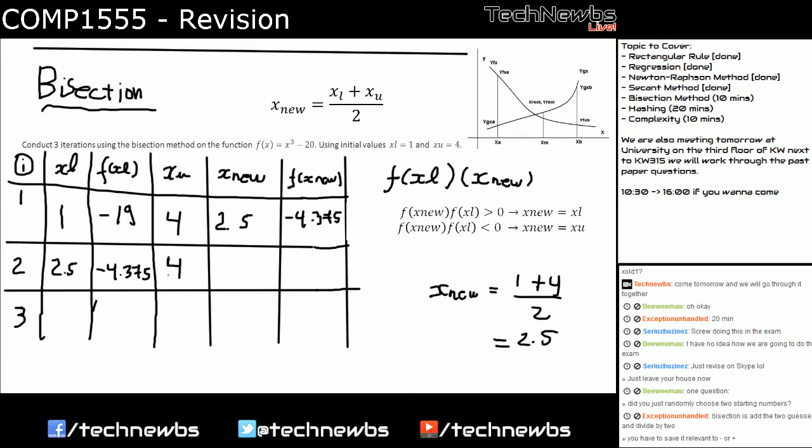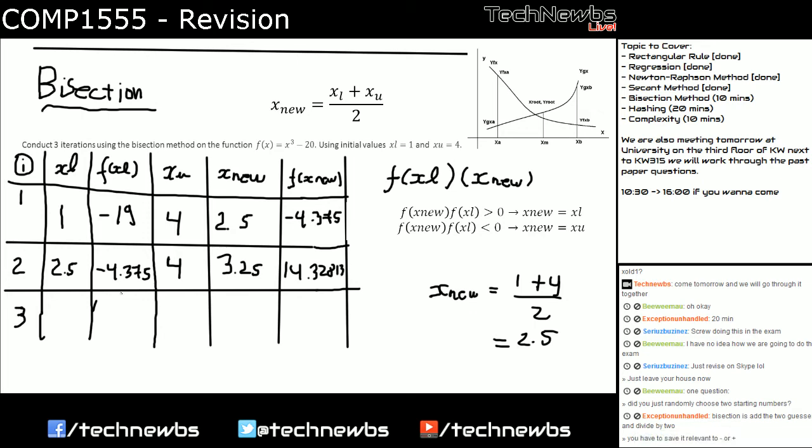So 2.5 plus 4 divided by 2 is 3.25, and the function for that is 3.25 cubed minus 20, not divided. And that is a positive value. That is 14.32813.